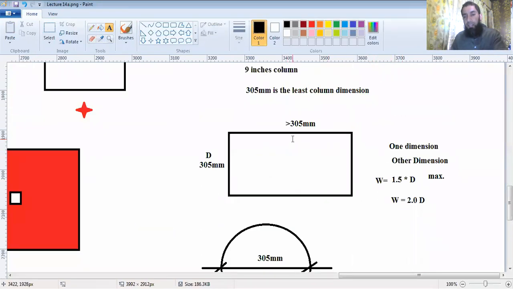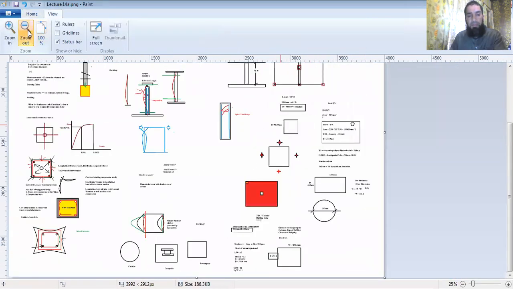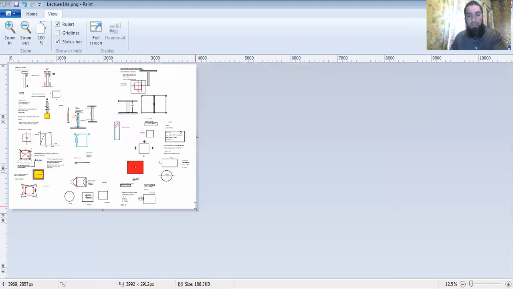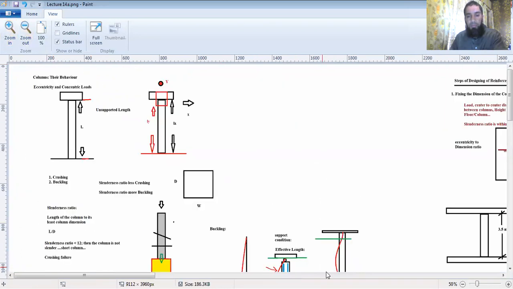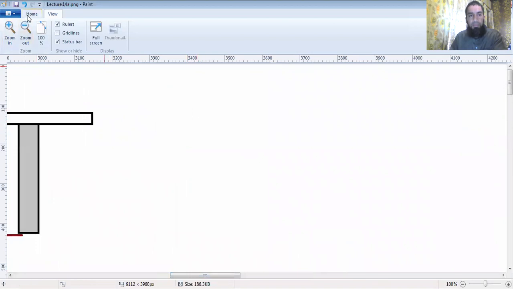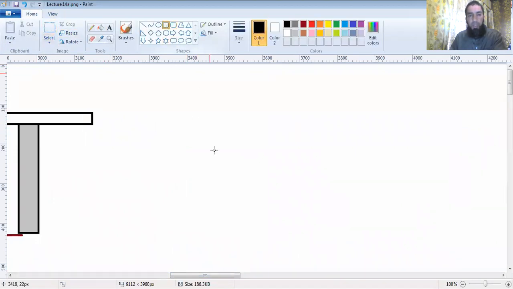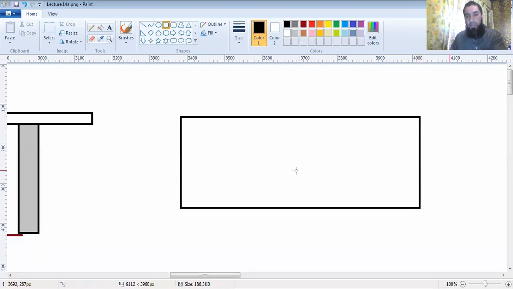Then this also depends upon one more thing, that is, it depends upon what is the aspect ratio of the building. For example, this is a building.